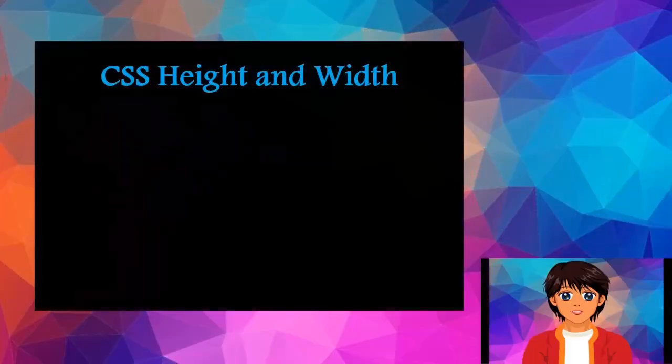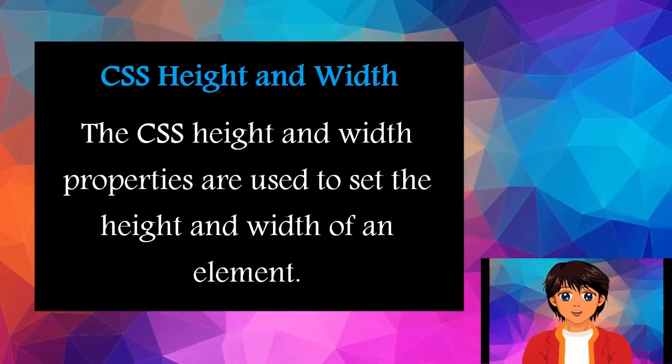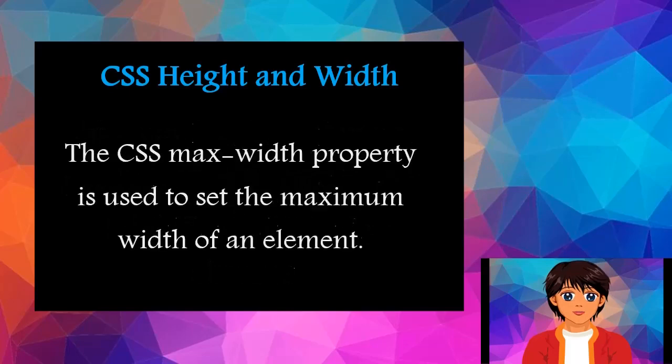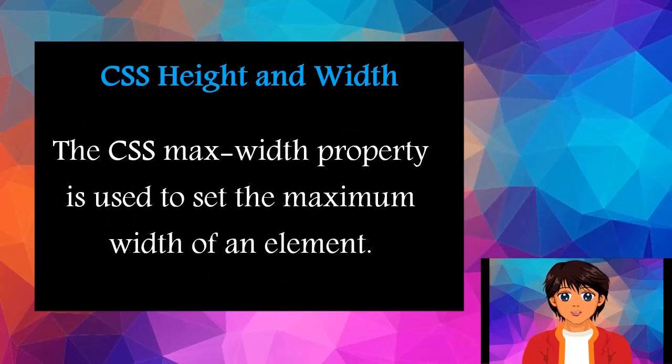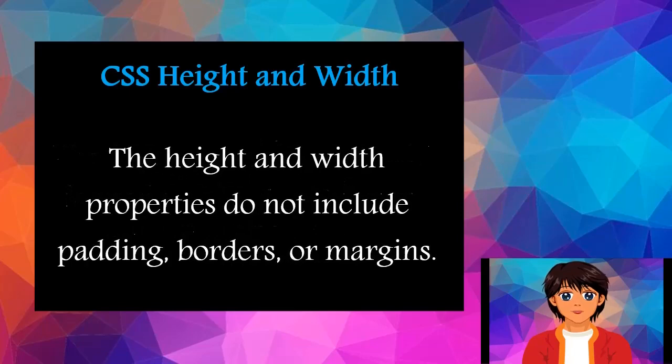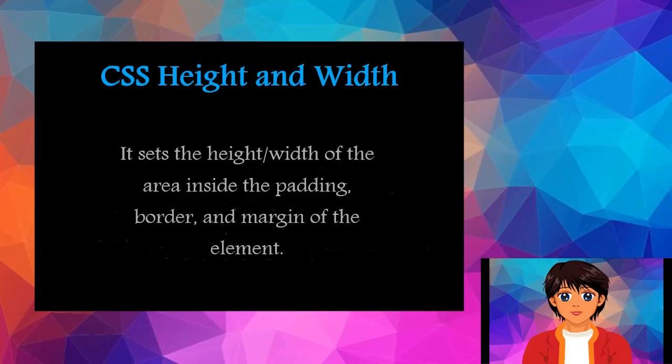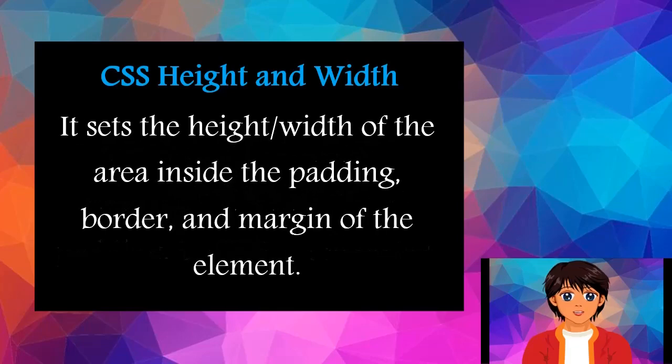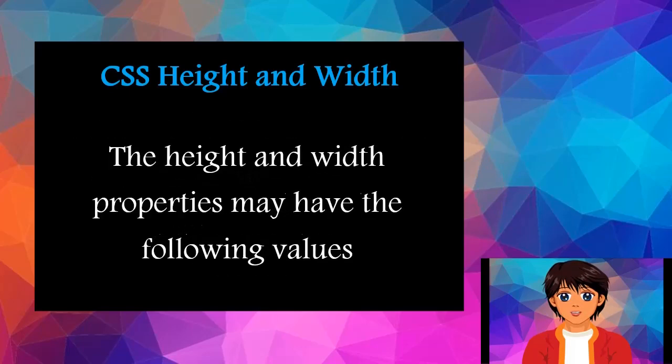CSS height and width. The CSS height and width properties are used to set the height and width of an element. The CSS max-width property is used to set the maximum width of an element. The height and width properties do not include padding, borders, or margins. It sets the height and width of the area inside the padding, border, and margin of the element.